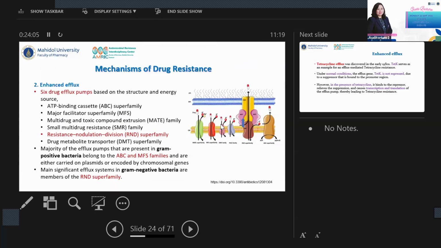And nowadays we have six types of drug efflux pump. We have ABC pump, we have MFS, we have RND, and many types. But in gram-positive, we usually see the ABC and MFS families. So the differences depend on the protein subunits combined together. But for gram-negative, it's more complicated. We usually find the RND superfamily here. Think about the wall of the gram-negative. You have the cytoplasm first, and then you have the outer membrane layer. So RND is quite complicated and full of different subunit proteins.